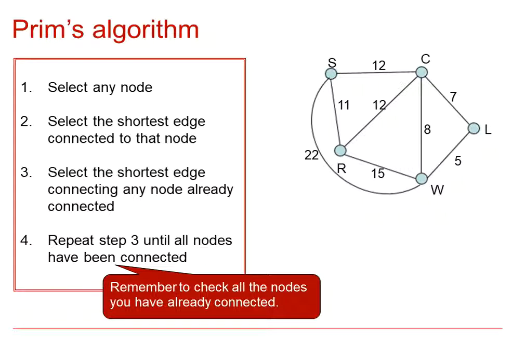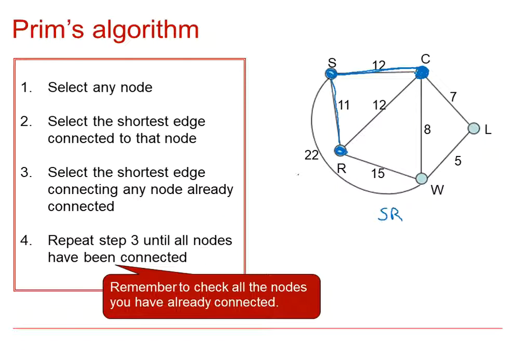So for example here, I'm going to start by selecting node S. I now look for the shortest edge connected to this node, which is the 11. So I've connected S to R, and keep a list of the edges as you're going along. I now look for the shortest edge that I can connect to either of these two nodes, and the shortest one I can see is one of the 12. So I'm going to choose this 12 here. I could have chosen the other one, and it doesn't matter which one you choose.